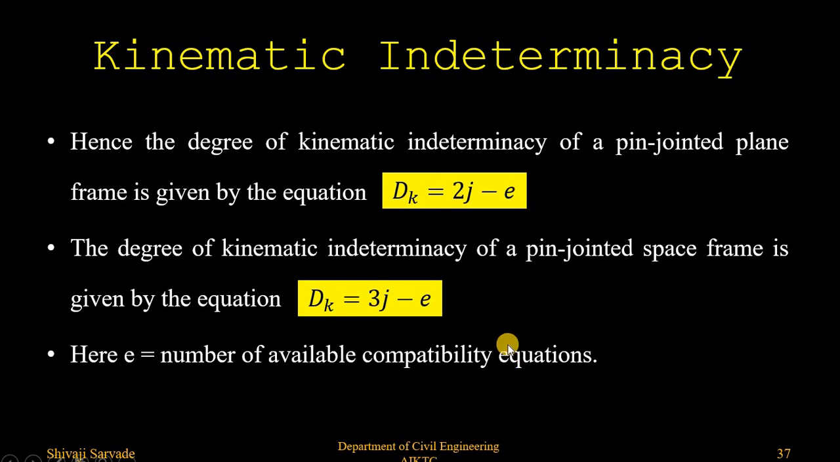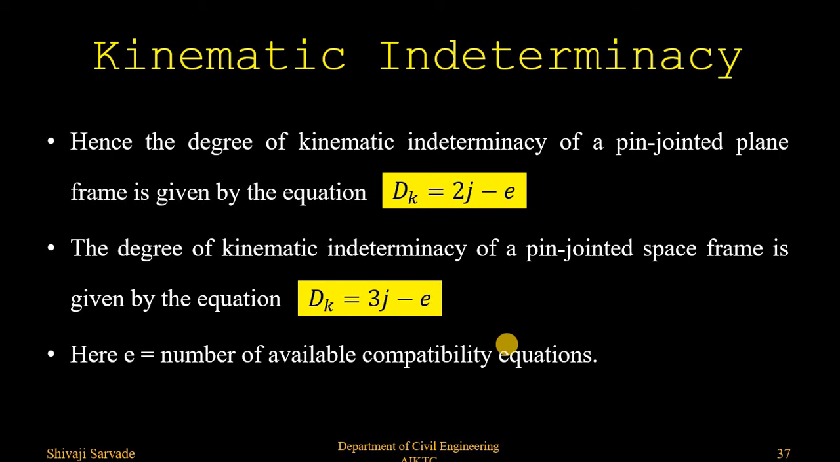What is a compatibility equation? For example, I have a hinge support. At a hinge support, no displacements are possible. So that is nothing but the compatibility equation. So displacement in the horizontal direction is 0. Displacement in the vertical direction is 0.